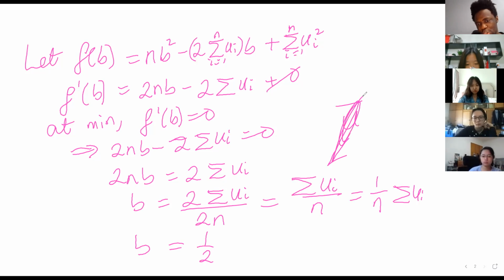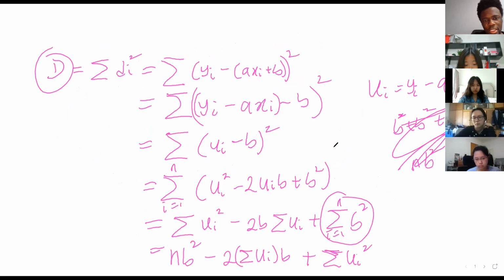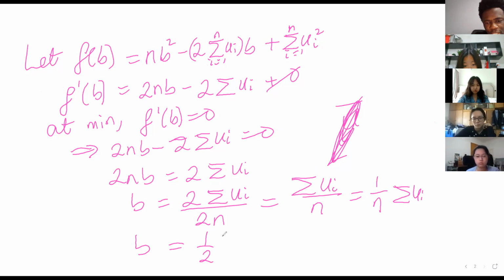But because u is not just a variable, u consists of other stuff. Remember, u from here is this yi. So that is sigma of yi minus axi.